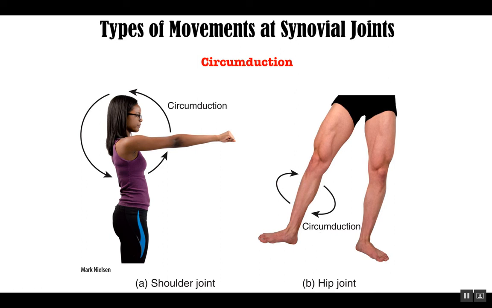Circumduction is fairly easy. It's moving a body part in a circle, which is actually a combination of many movements all occurring in sequence. But your ball and socket joints are really good at circumduction. You can move your arm in a circle. You can move your leg in a circle. So that's circumduction at the shoulder and hip.